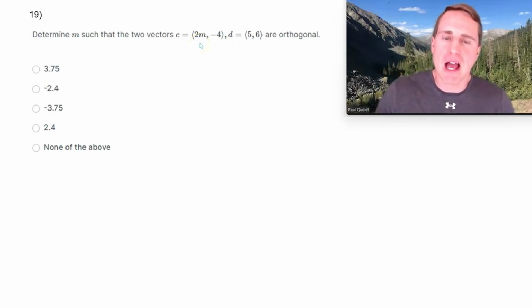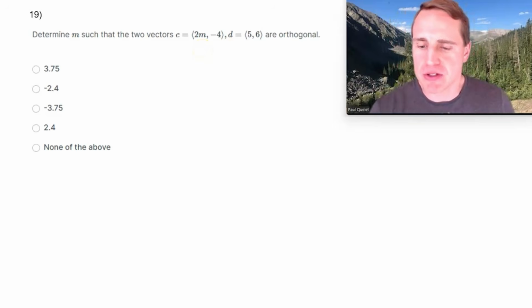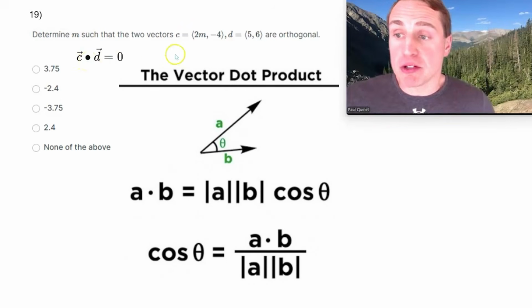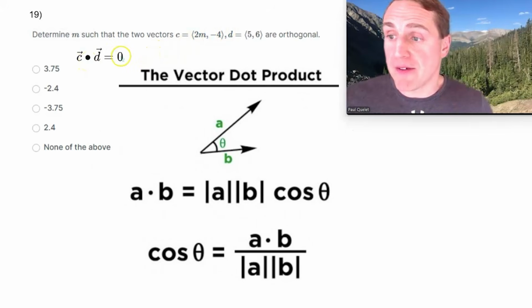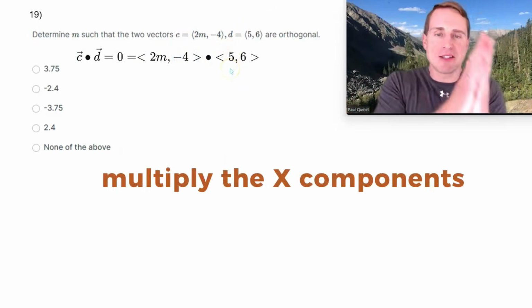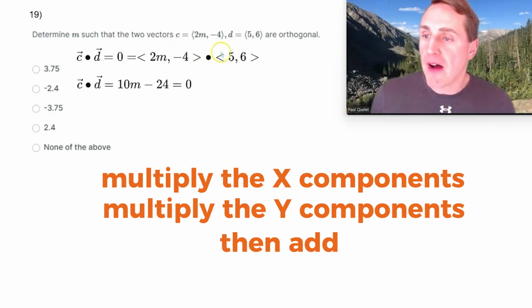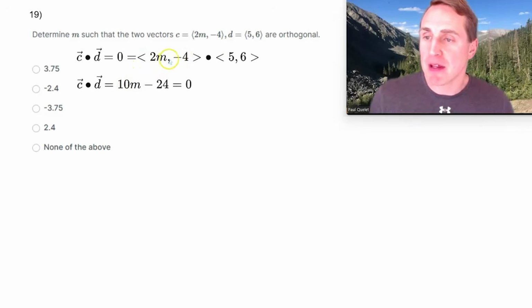This is essentially how the law of cosines is also more or less derived. If we do the dot product between these two, again, we want the dot product to be 0. So let's go ahead and start doing this with these vectors. Now remember, for the dot product, you multiply the x components, multiply the y components correspondingly, and then add them. 5 times 2m is 10m. Negative 4 times 6 is negative 24. Add them up, equal to 0.